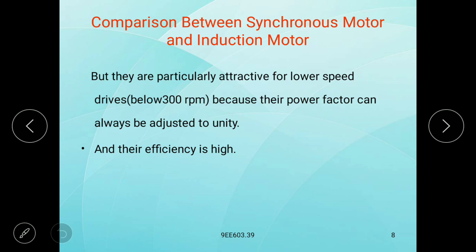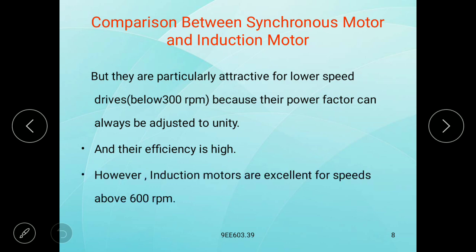And their efficiency is high. However, induction motors are excellent for speeds above 600 rpm.